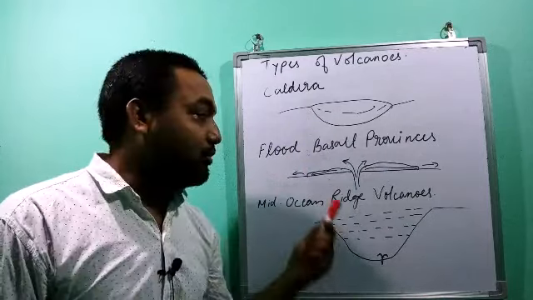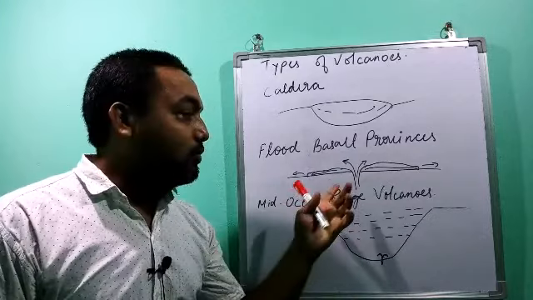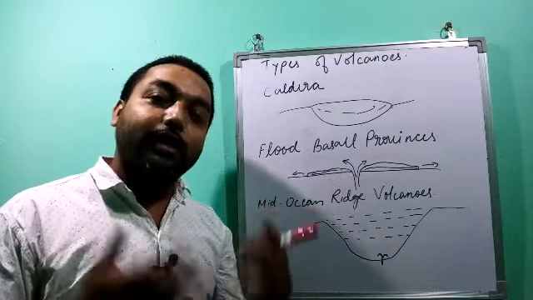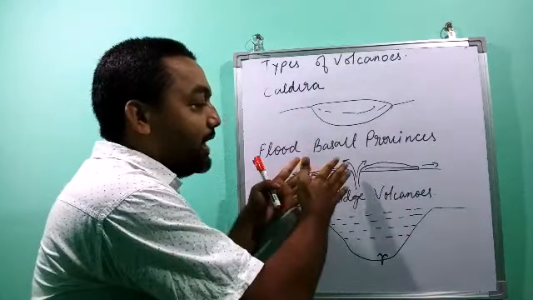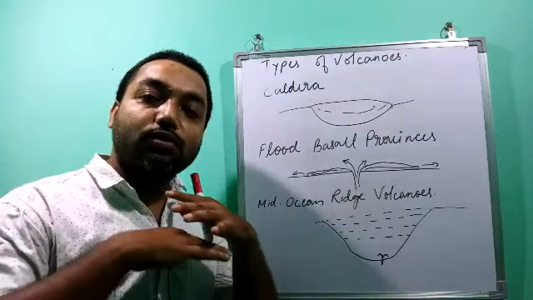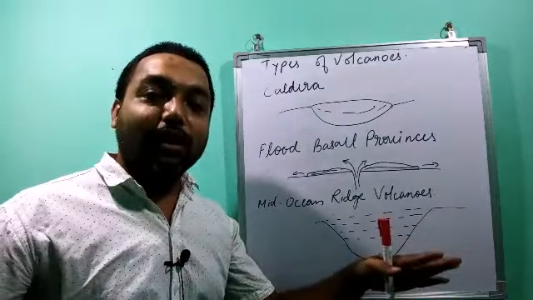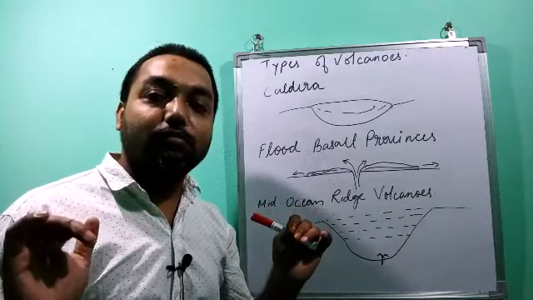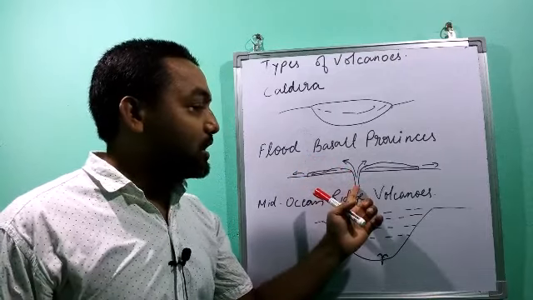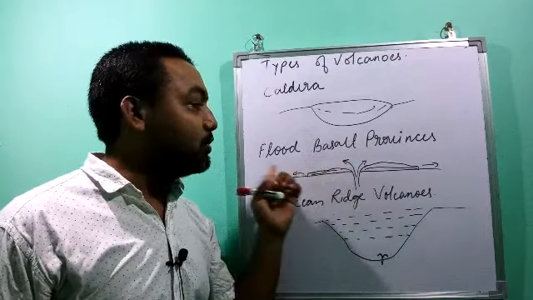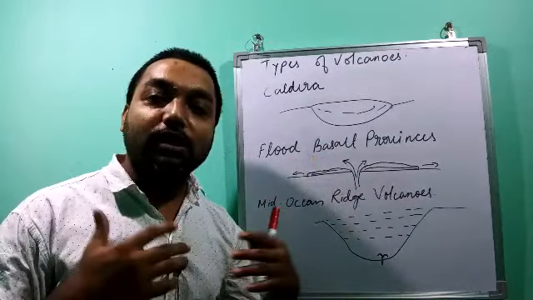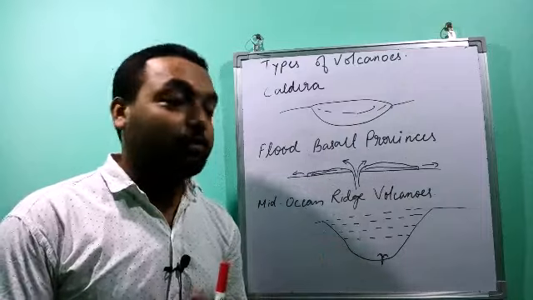The flood basalt provinces are those volcanoes where once the volcano started erupting, it goes on for a very long time, and the magma and lava start flowing on both sides. A huge continent or a whole country is covered up with this magma that comes out from inside the volcano. Here you see it is coming out from inside and flowing towards all sides, and it goes on flowing for thousands and thousands of kilometers. It covers the whole area.